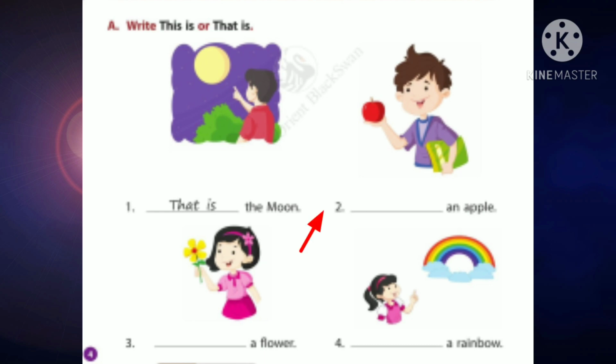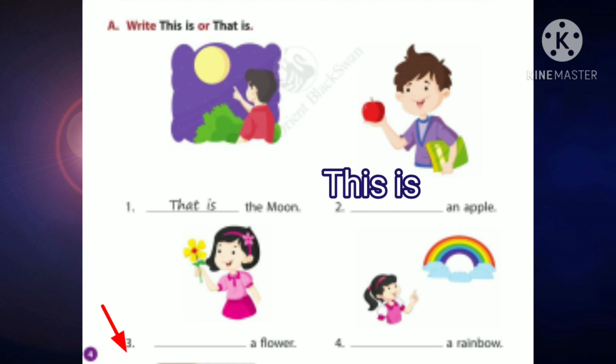Second question. Dash an apple. Apple is in the hand of the boy. So it is near to the boy. So what do we write? This is or that is? What is the answer? Yes, very good. This is. Write the answer. This is an apple. Did you write? Very good.